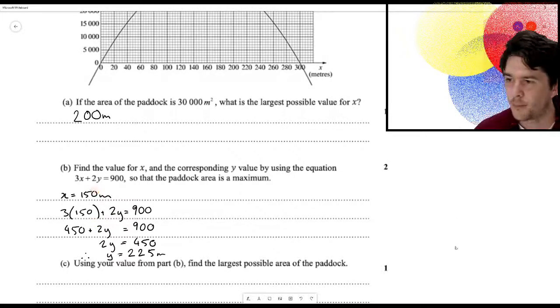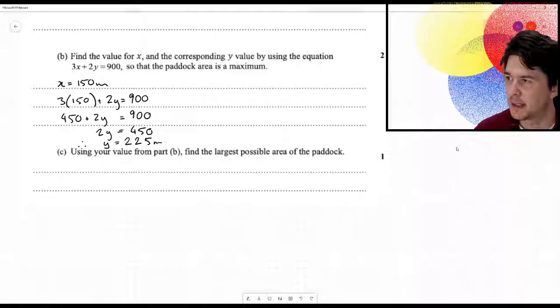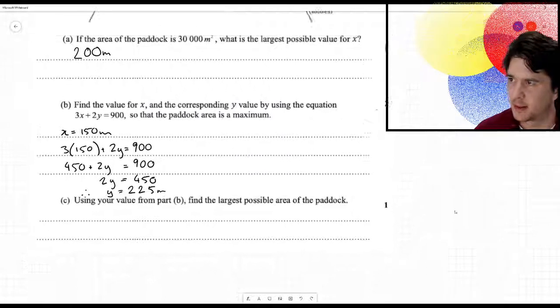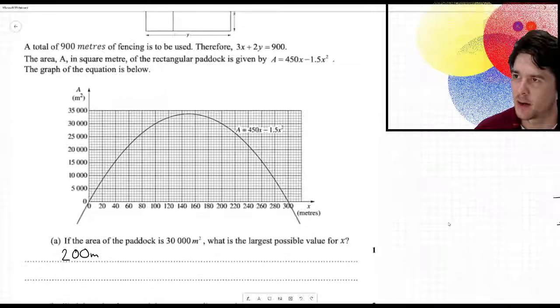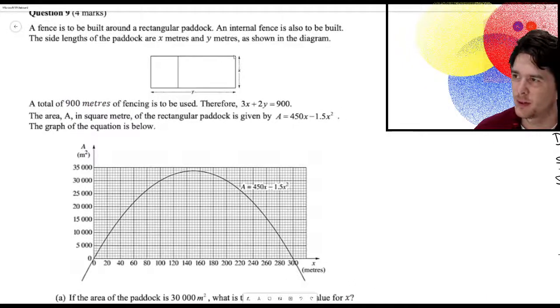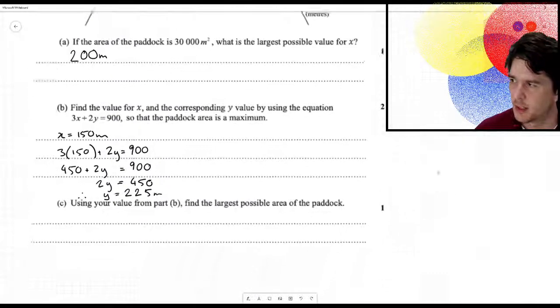All right. And C, using the value from part B, find the largest possible area of the paddock. So we're going to come up and take our area equation, 450x minus 1.5x squared. Actually, we probably don't have to do that. We can just say the area of this paddock is going to be x times y. So we're expecting that our area is going to be something like 34,000 meters squared. So let's have a go.